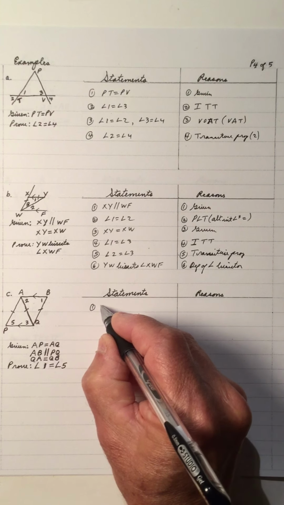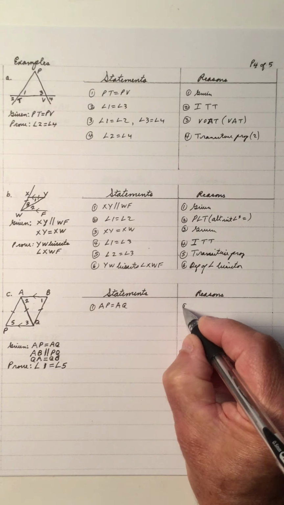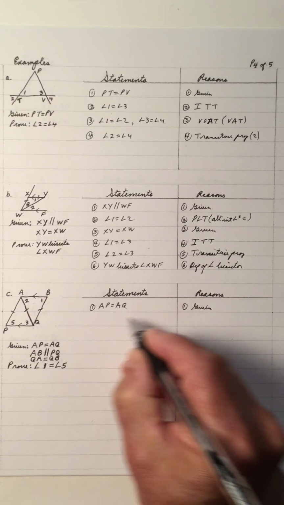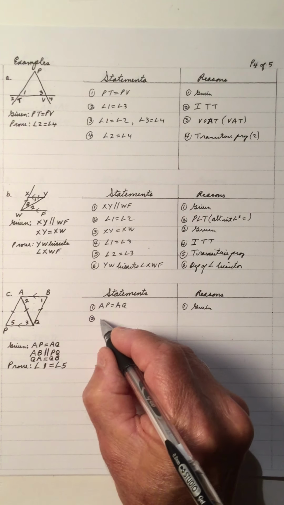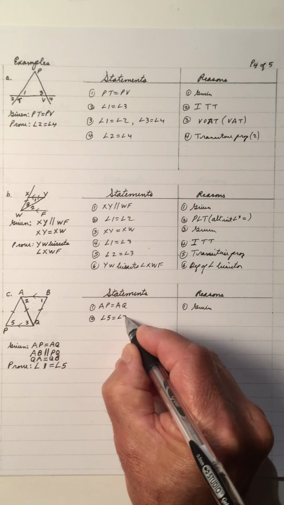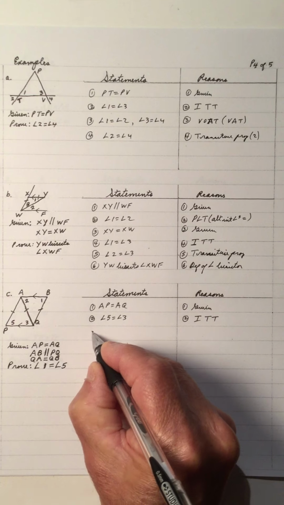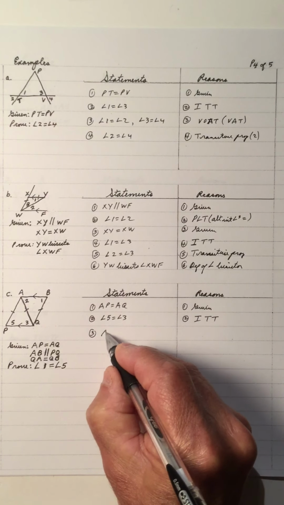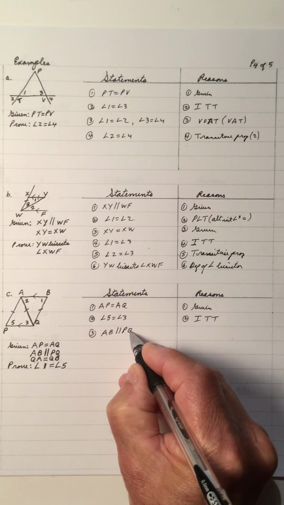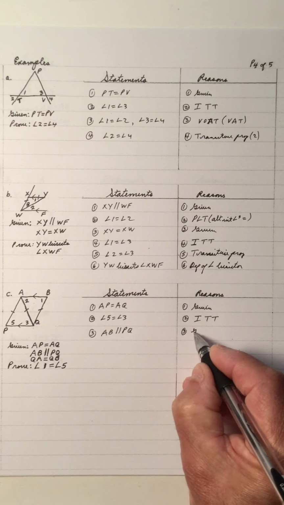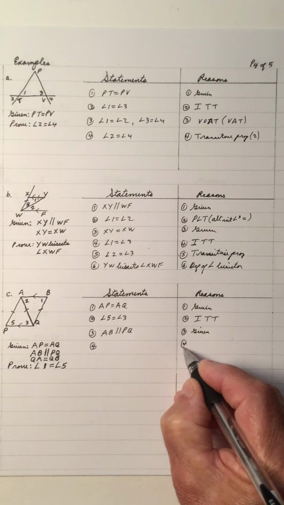So here we go. AP is equal to AQ, given. And as a result of that given, these two sides equal, angle 5 is equal to angle 3. ITT. And AB is a given. AB is parallel to PQ. Notice I'm putting down my givens separate so you can see the organization of the proof.